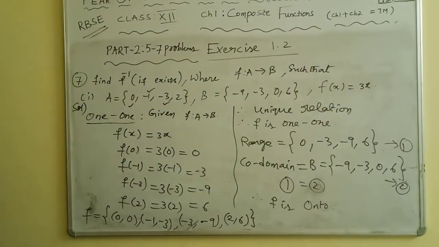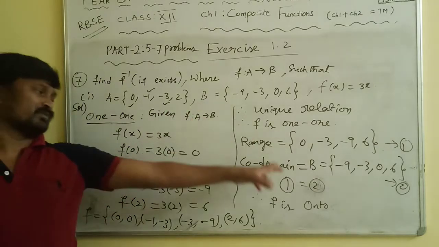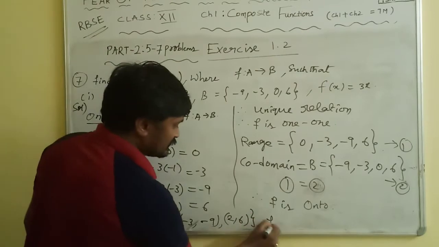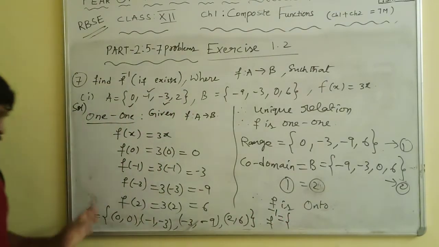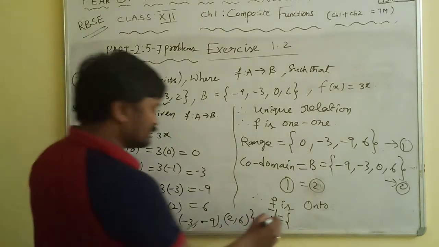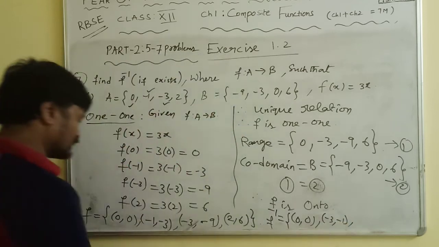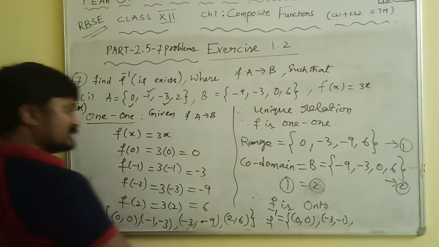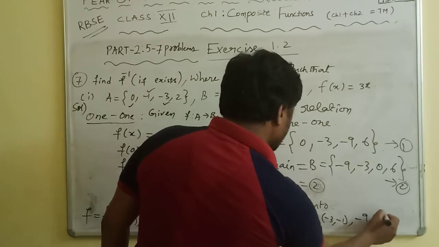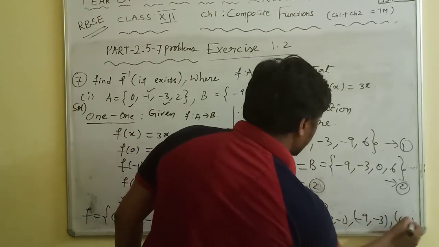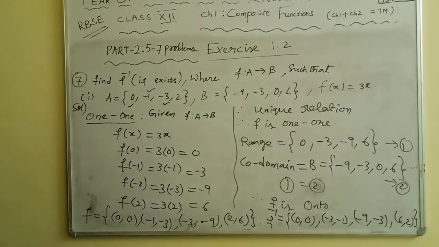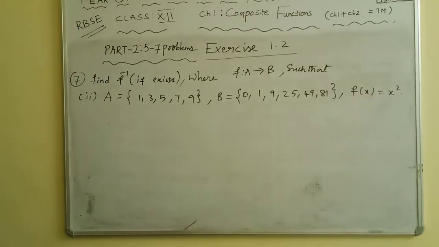So here f is onto and f is 1 to 1. Therefore, what is your f inverse? f inverse is obtained by just reversing it: (0, 0), (-3, -1), (-9, -3), (6, 2). This is how to find your f inverse. So this is about your 7th question, first one, and let's move on to the next.